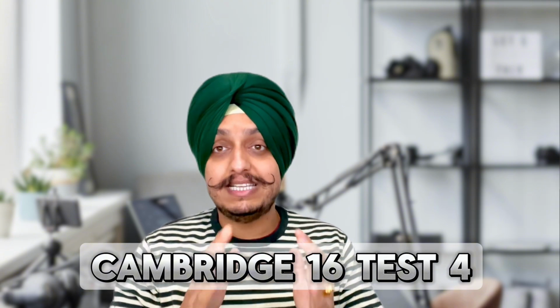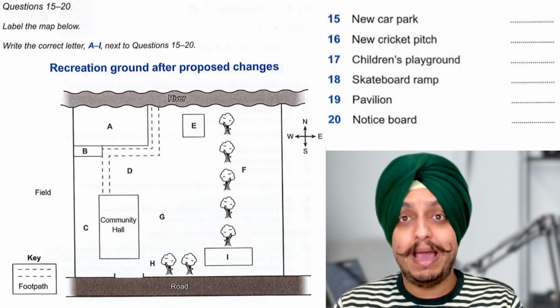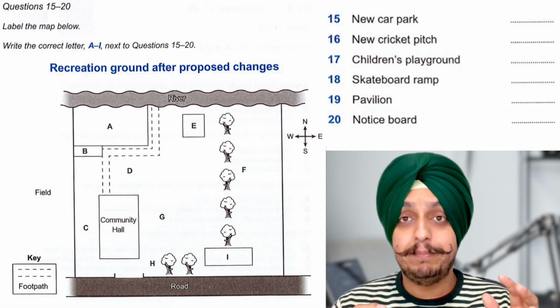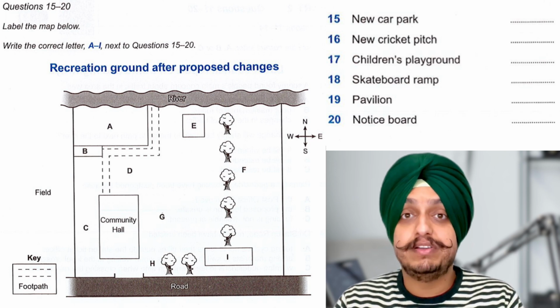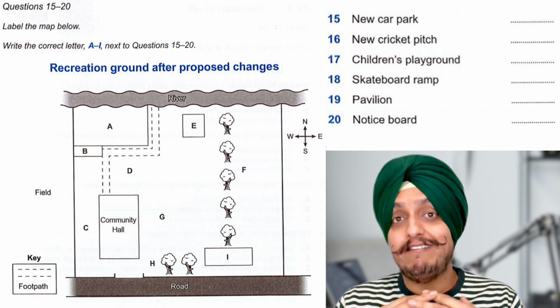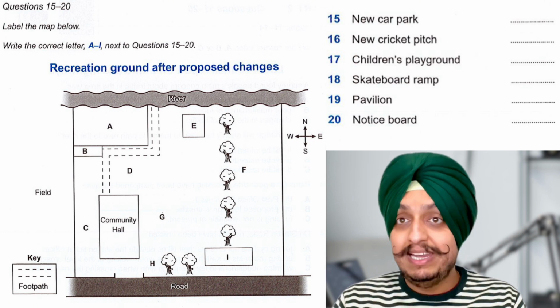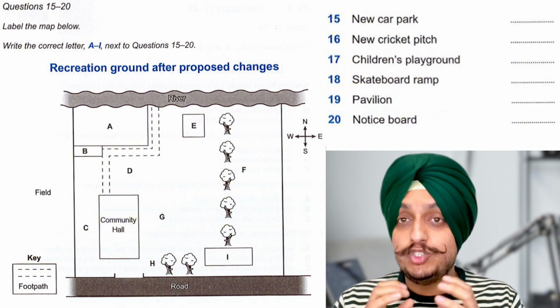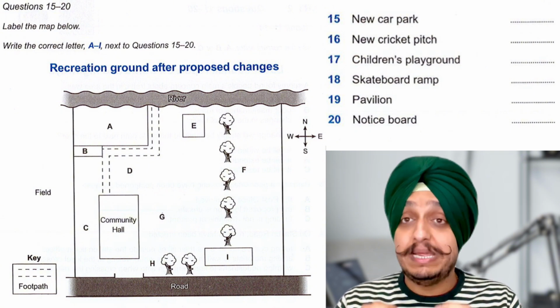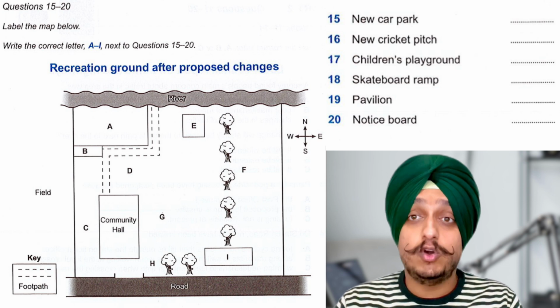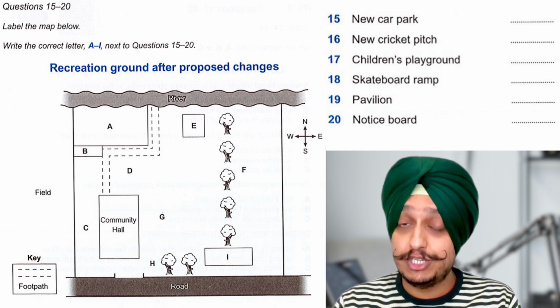Alright, now we're going to practice answering map-based questions similar to those found in the IELTS listening test. Specifically, we will be focusing on questions 15 to 20 from Cambridge 16 Test 4. Take a look at this map of the recreation ground. This map represents the layout of the recreation ground after proposed changes have been made. We will listen to an audio recording describing these changes, and your task will be to label the map with the correct letters corresponding to the specific locations.